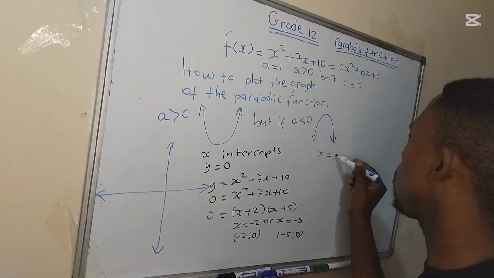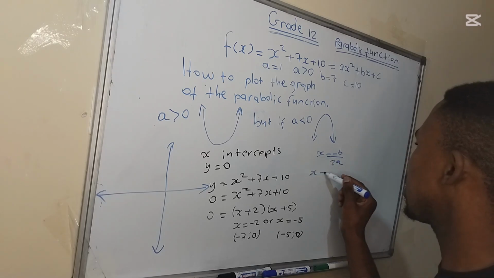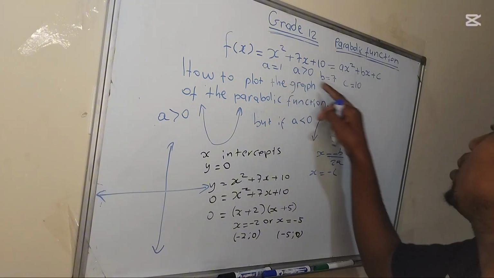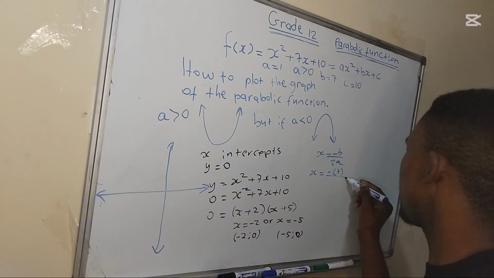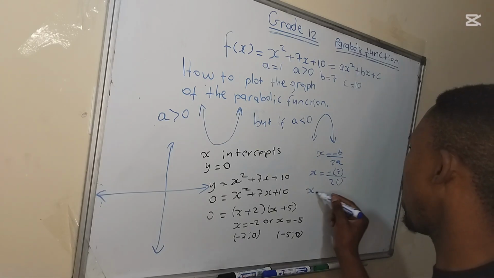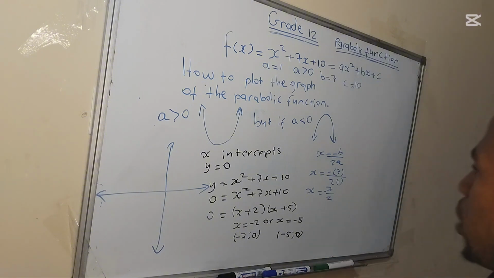X is equal to minus b divided by 2a. We have a, b and c. Our b is 7, divided by 2a. Our a is 1. Therefore, our x is equal to negative 7 over 2.